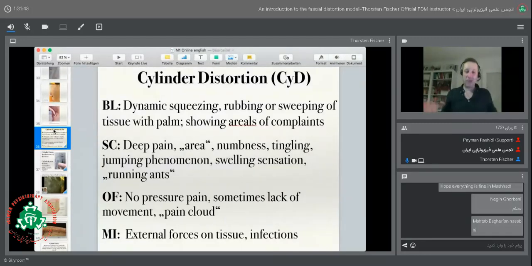Objective findings: we see that we don't see anything. Pain is a variety, pain is not always there. Sometimes tingling, sometimes ants running, and they have no pressure pain. You can touch them, but they have no pain.